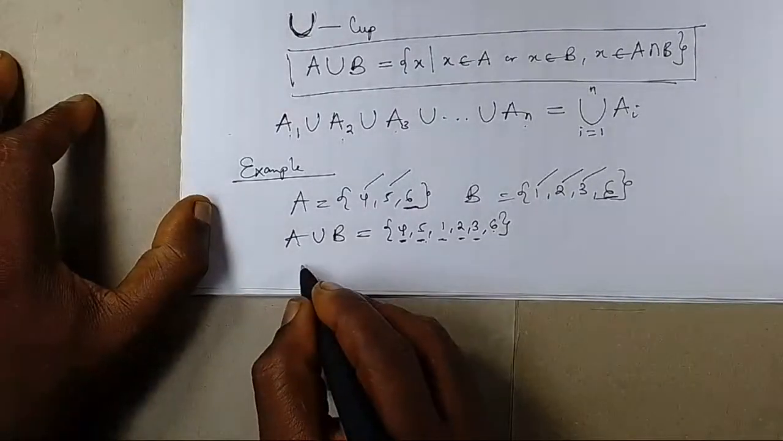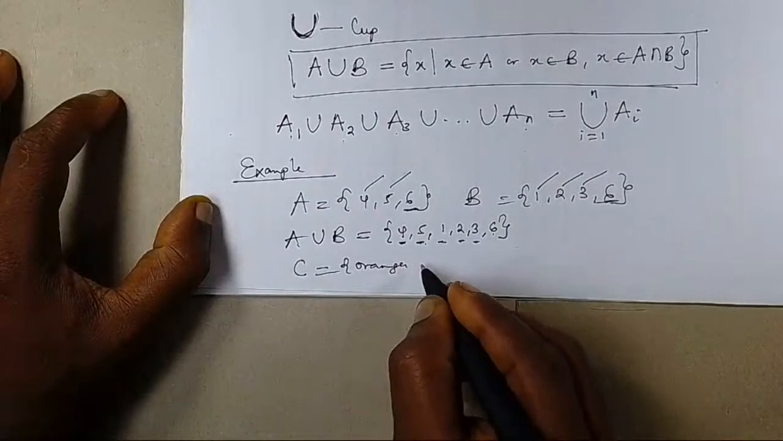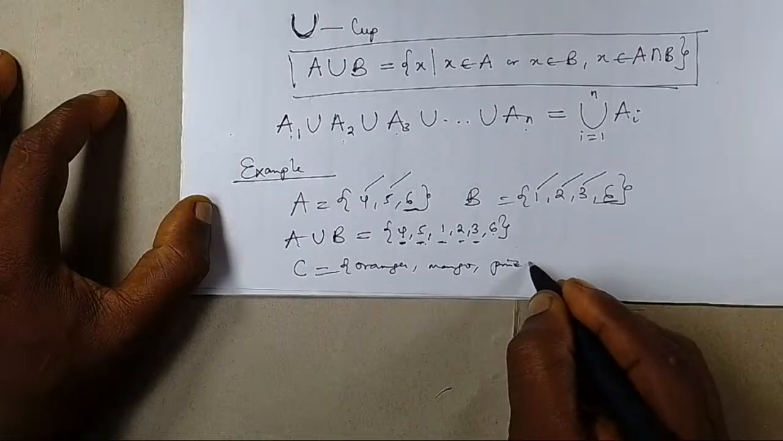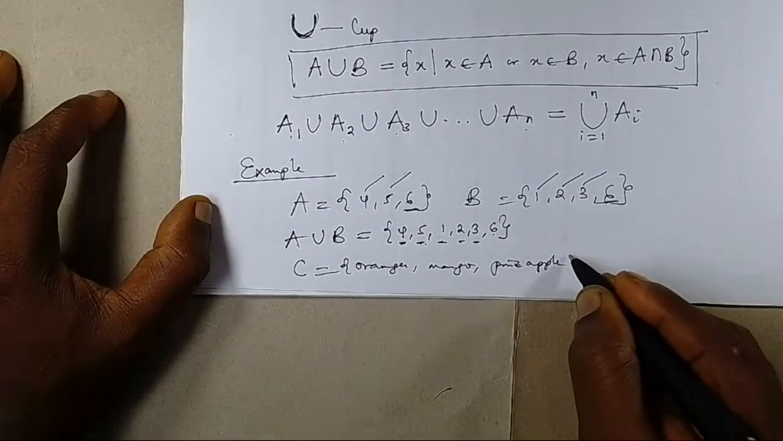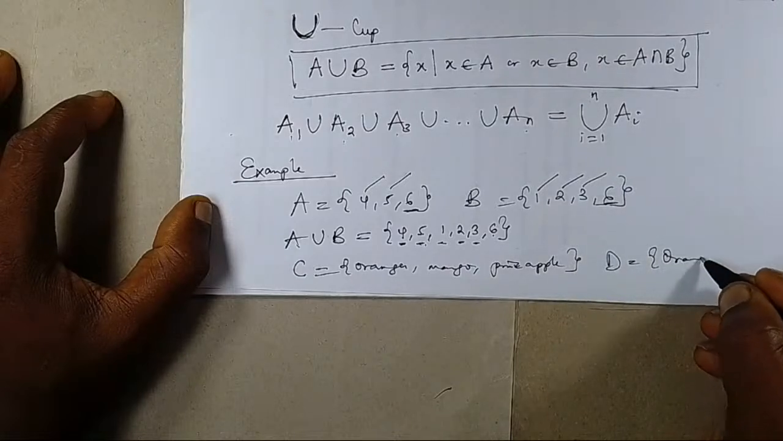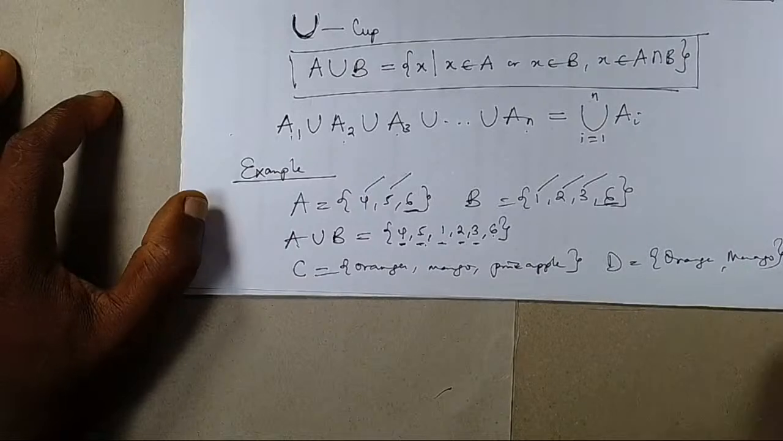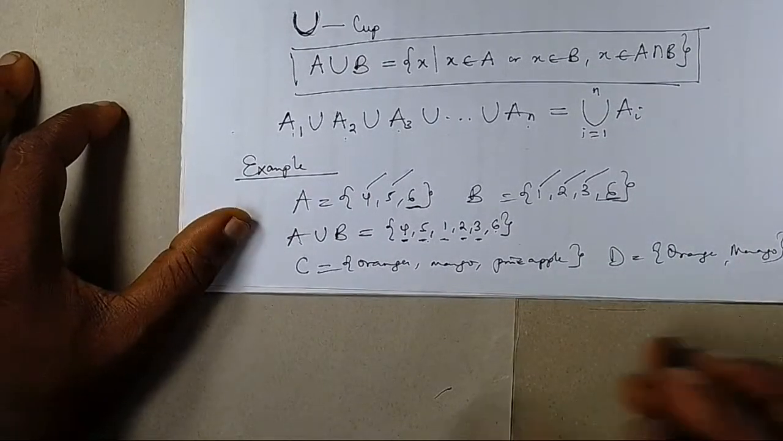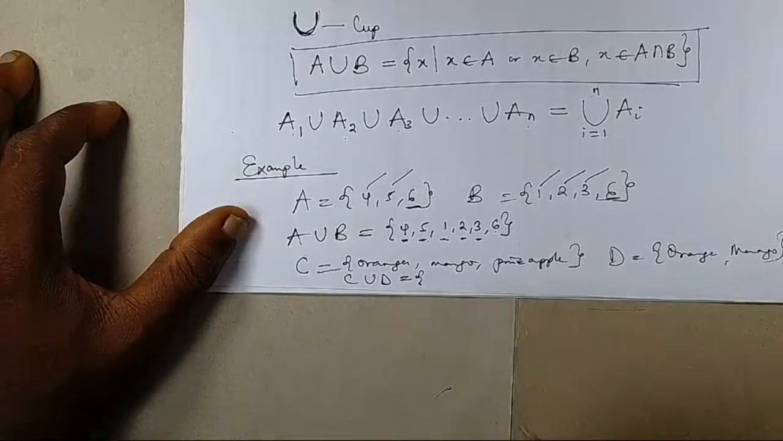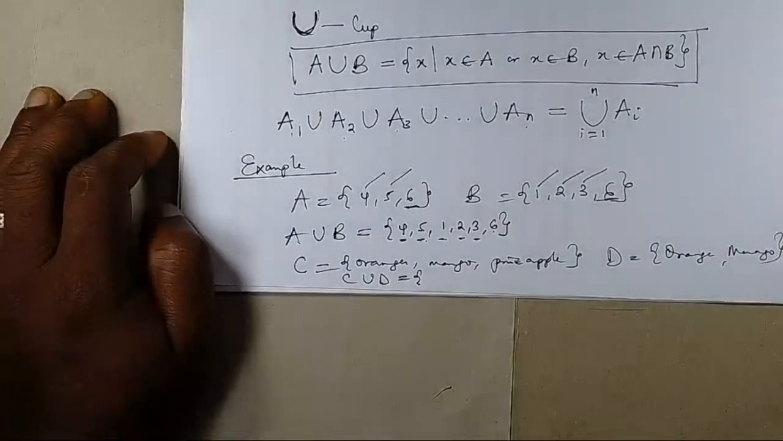Let us take another example. What if you have C equals orange, mango, pineapple, and D contains orange, mango? What will be the union of these two sets? The union will be C union D, a new set that is formed by taking elements that are found either in C or in D or both of them.